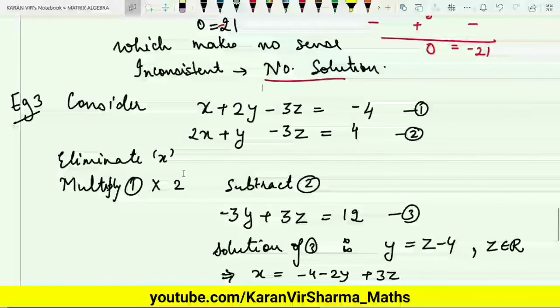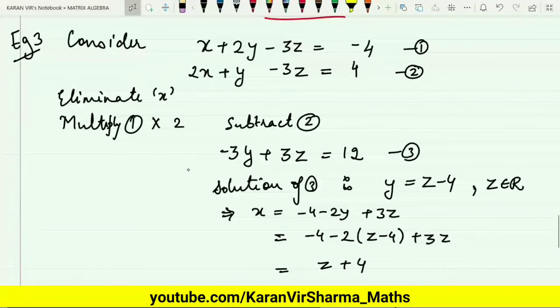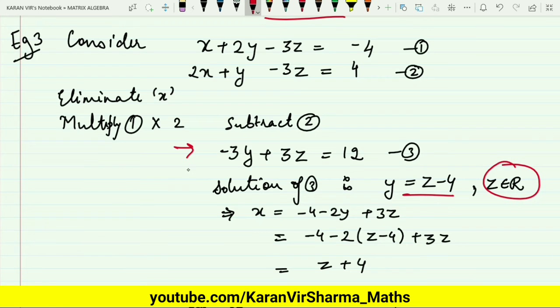Now in the third example, I have considered x plus 2y minus 3z equals minus 4 and 2x plus y minus 3z equals 4. If I multiply my first equation by 2 and subtract it from the second equation, we will get minus 3y plus 3z equals 12, or if you divide the whole equation by 3, you will get y equals z minus 4, where z can be any real number now.